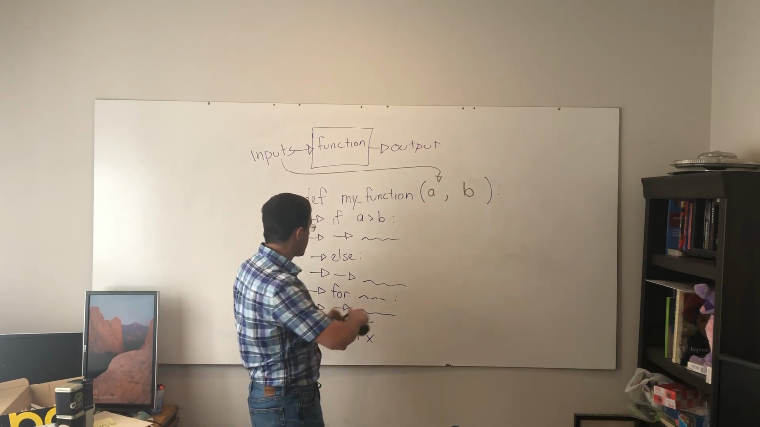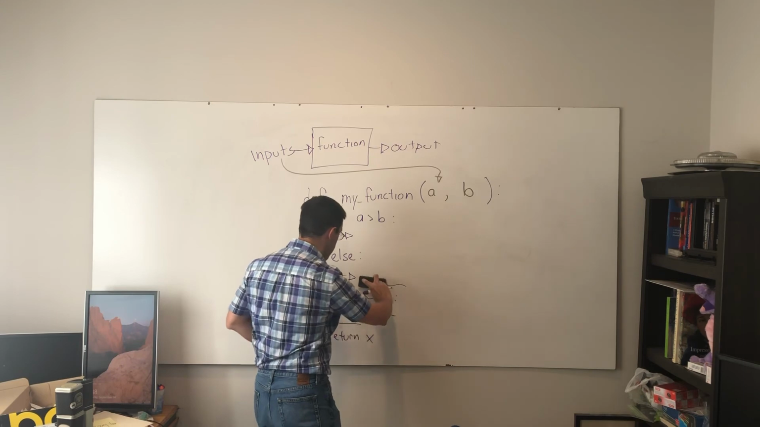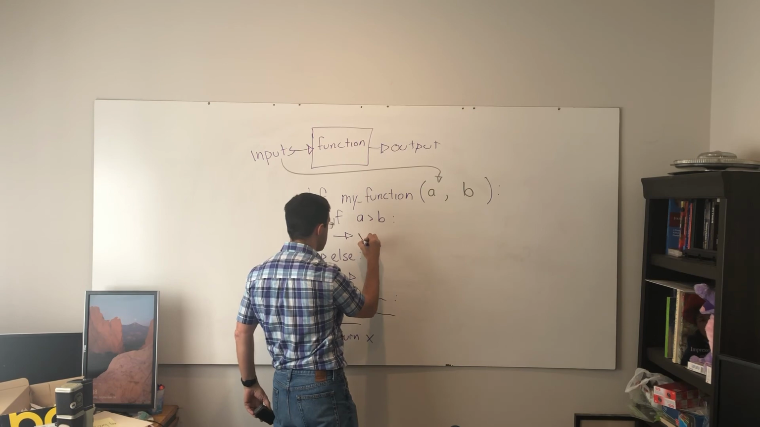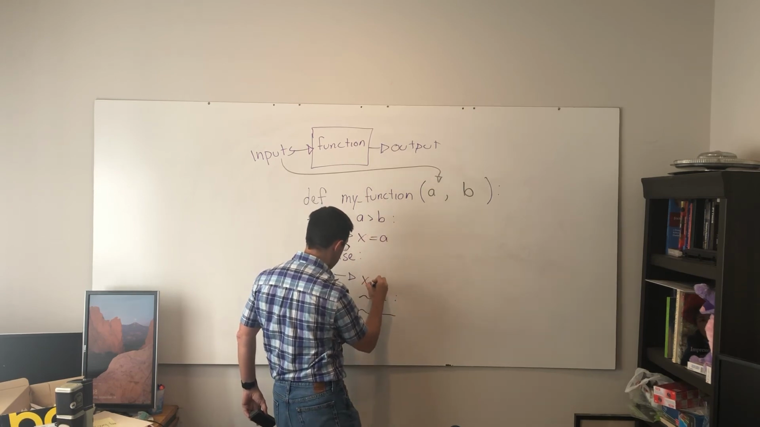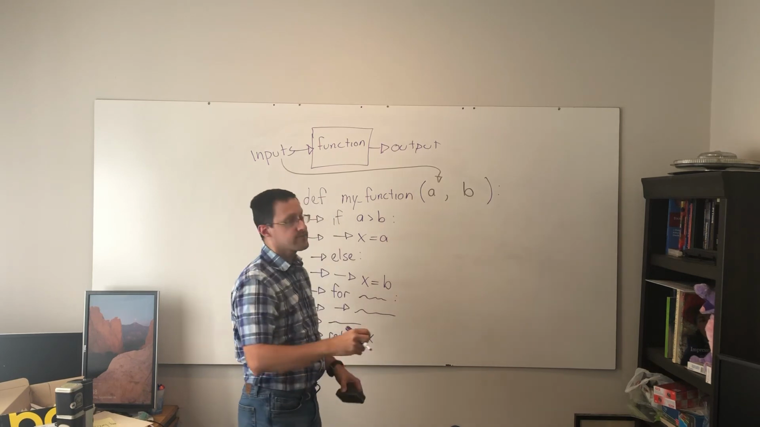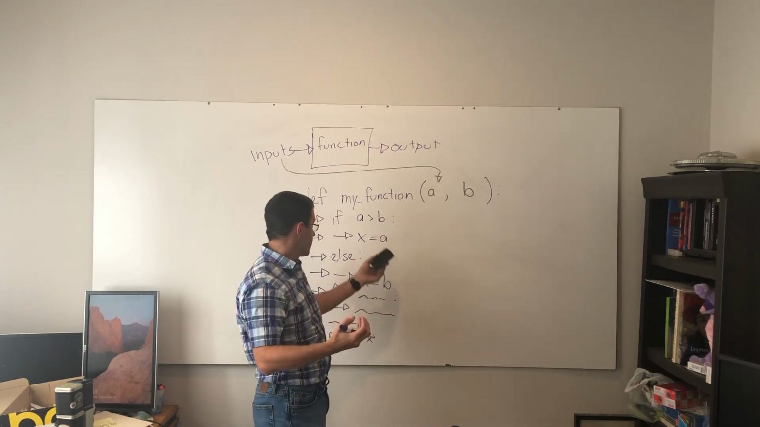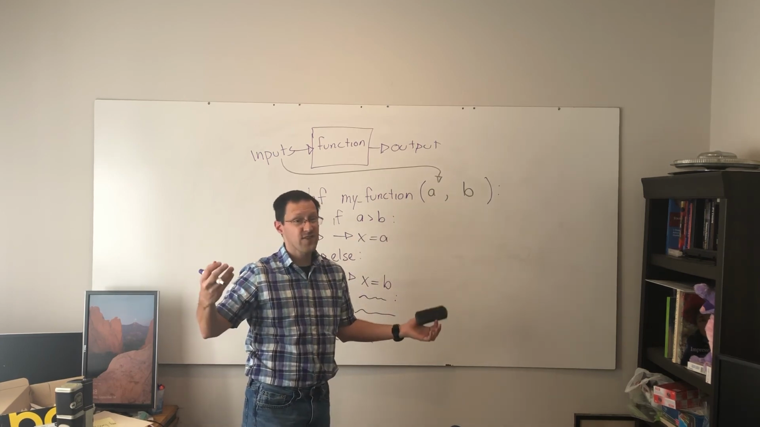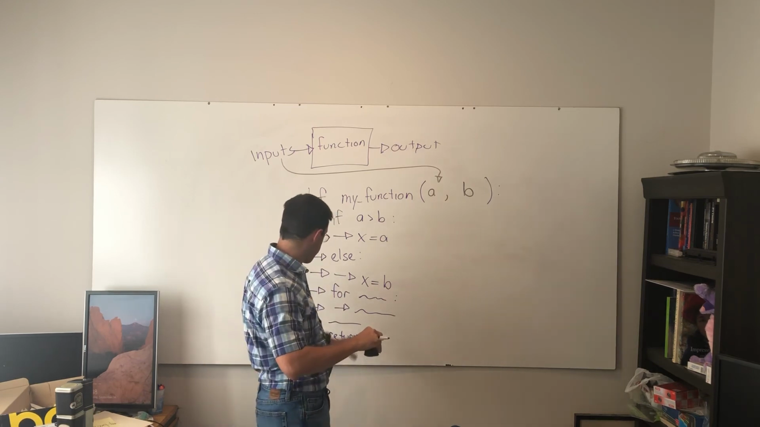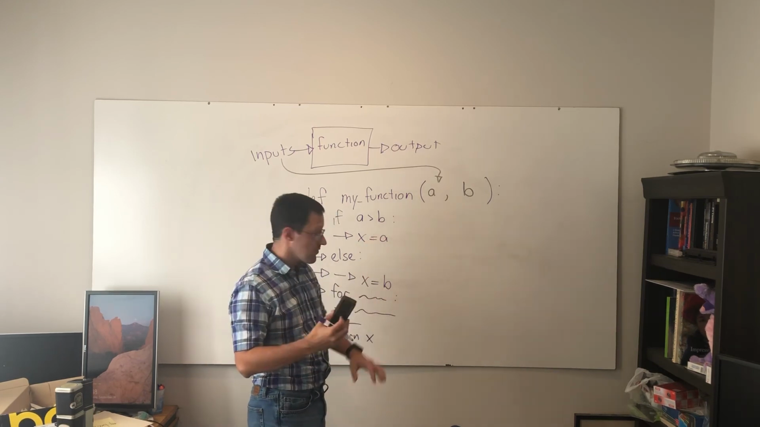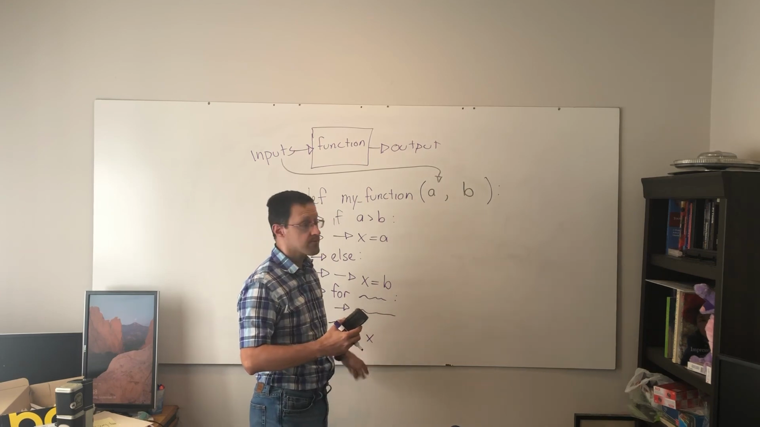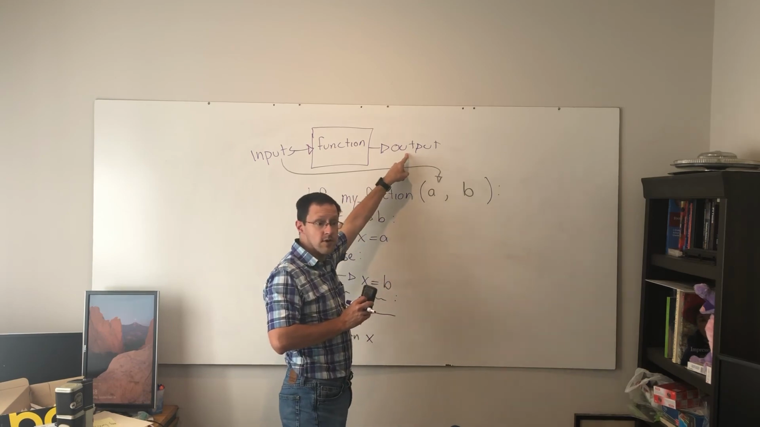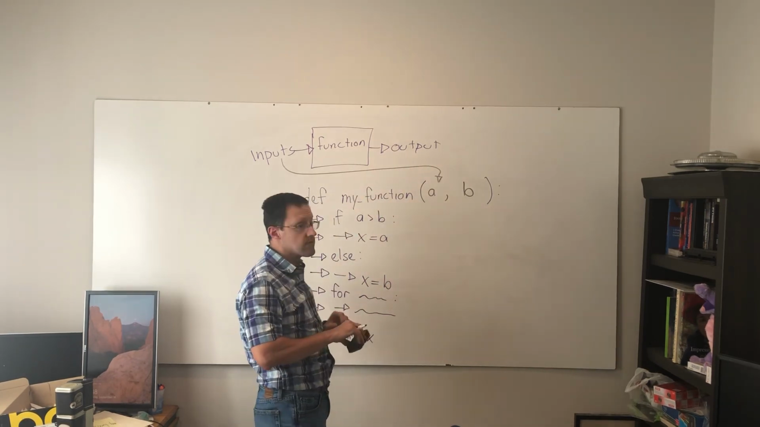So just to fill in here, to make this very simple, I might assign x to A if A is greater, or to B otherwise. So x gets the greater of those two numbers. And I do something else in a for loop, return x. X then becomes the output. So this defines my function.